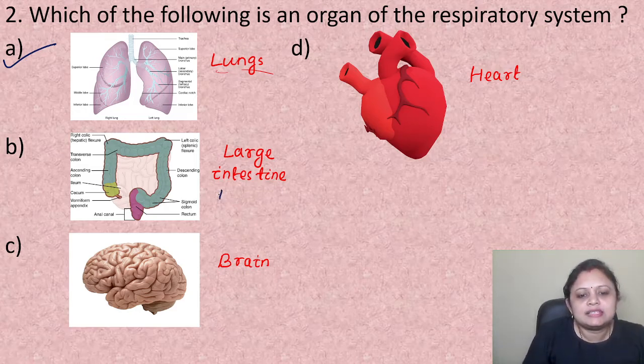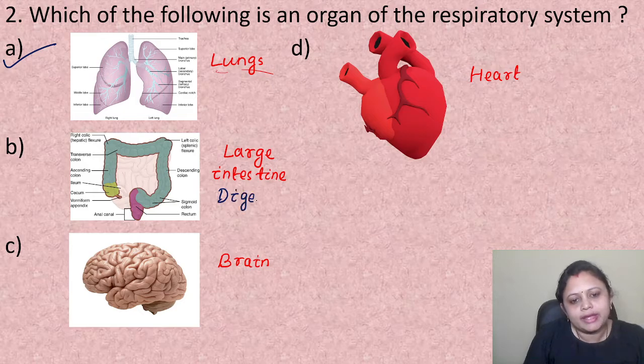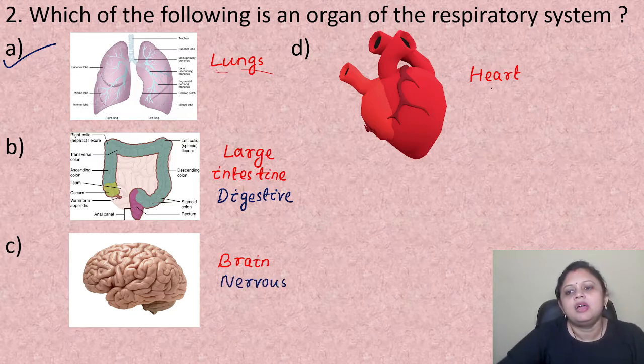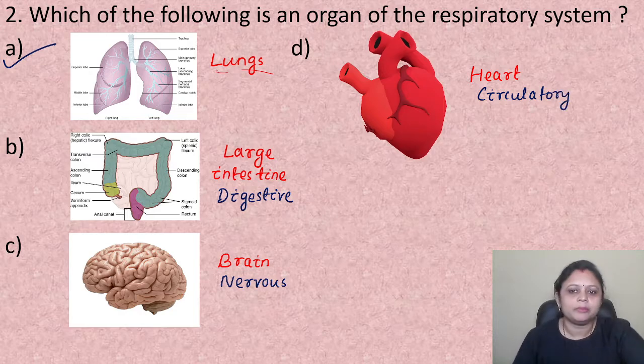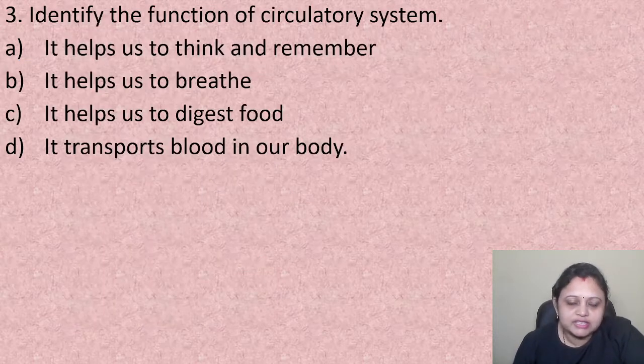The large intestine is an organ of the digestive system. The brain is an organ of the nervous system. The heart is an organ of the circulatory system.